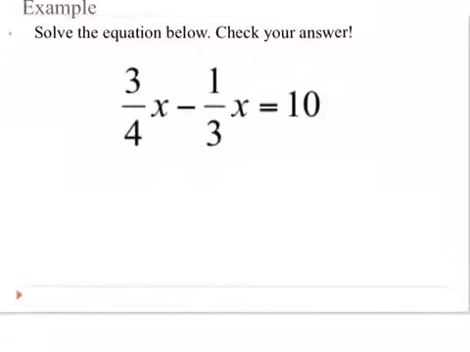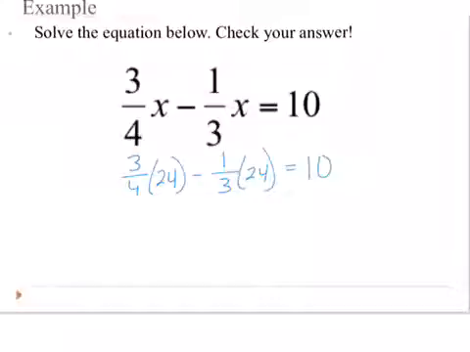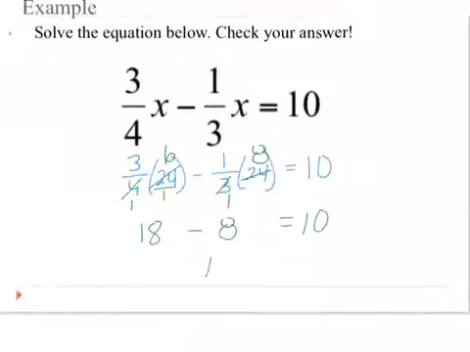Now I need to put that back into an equation to check it. So I need to put it back in the original equation in case I made a mistake in the very first step. Since x equals 24, I put 24 in place of the x, and now I'm going to do some cross canceling. Well, 4 goes into 4 one time, 4 goes into 24 6 times, so this becomes 18. 3 goes into itself once, 3 goes into 24 8 times, so that becomes an 8. And we find that this is a true statement, so I know that x does equal 24.